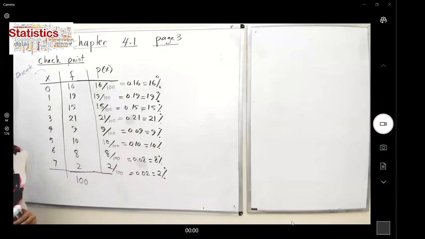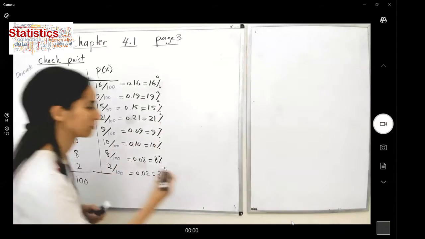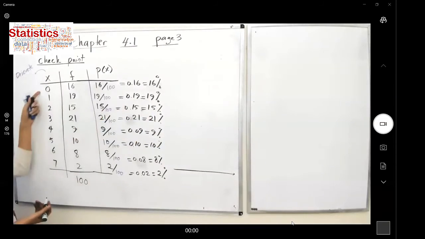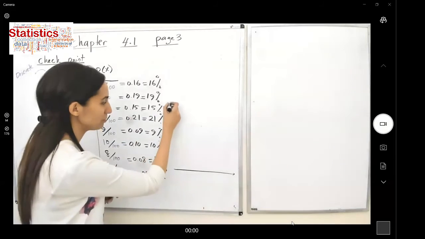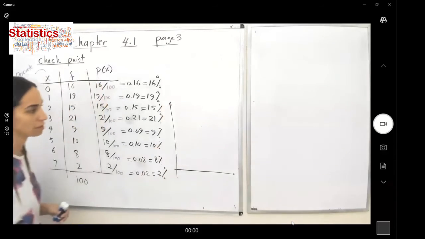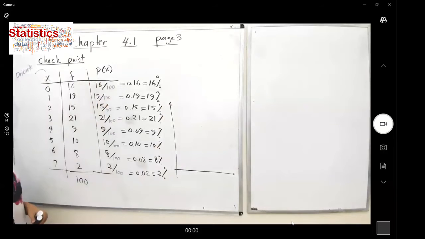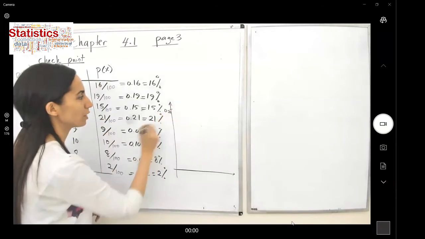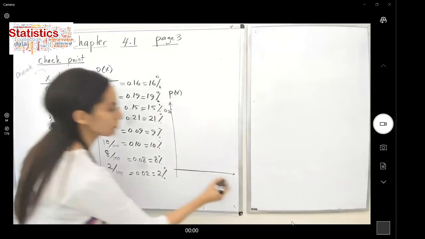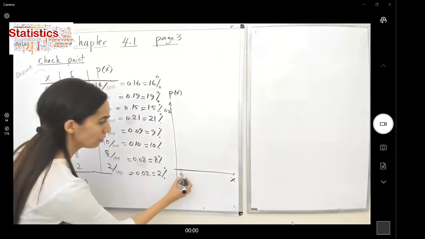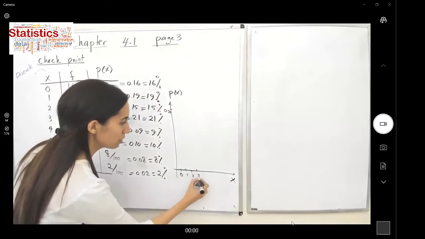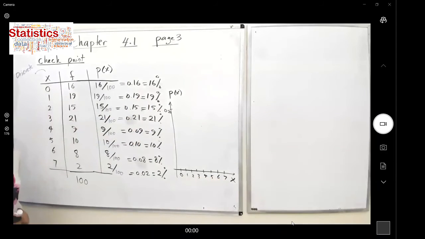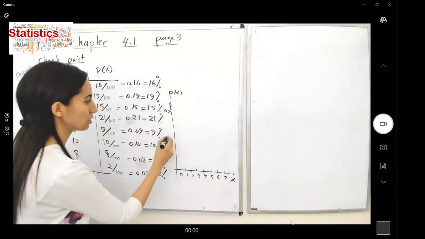Okay, how do you graph this? On the horizontal axis, you have your x values, 0, 1, 2, 3, 4, 5, 6, 7. And on the vertical axis, the maximum percentage is 19, so let's scale it to 20, 0.20. This is your P of x, this is your x. So 0, 1, 2, 3, 4, 5, 6, and 7. So here you have 10%.